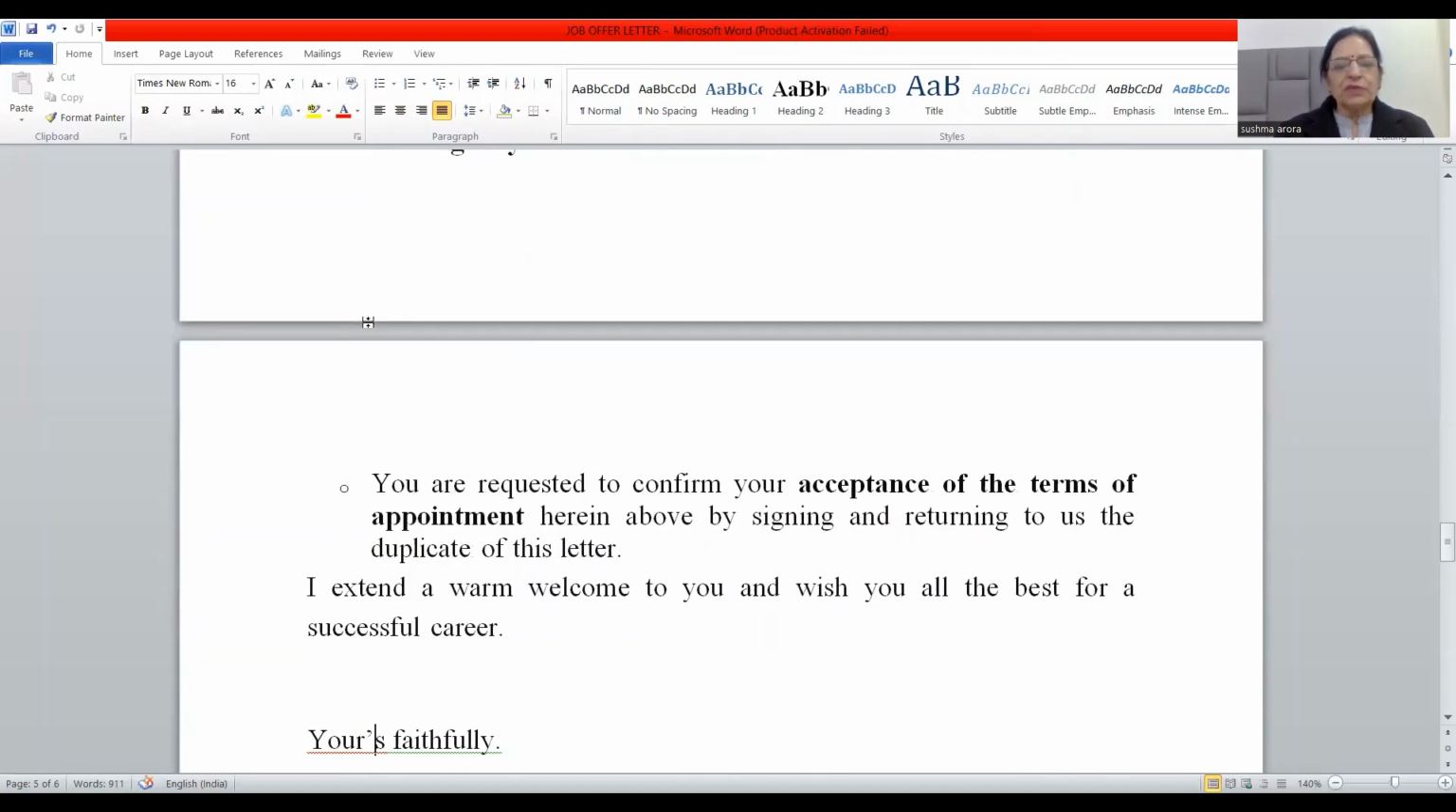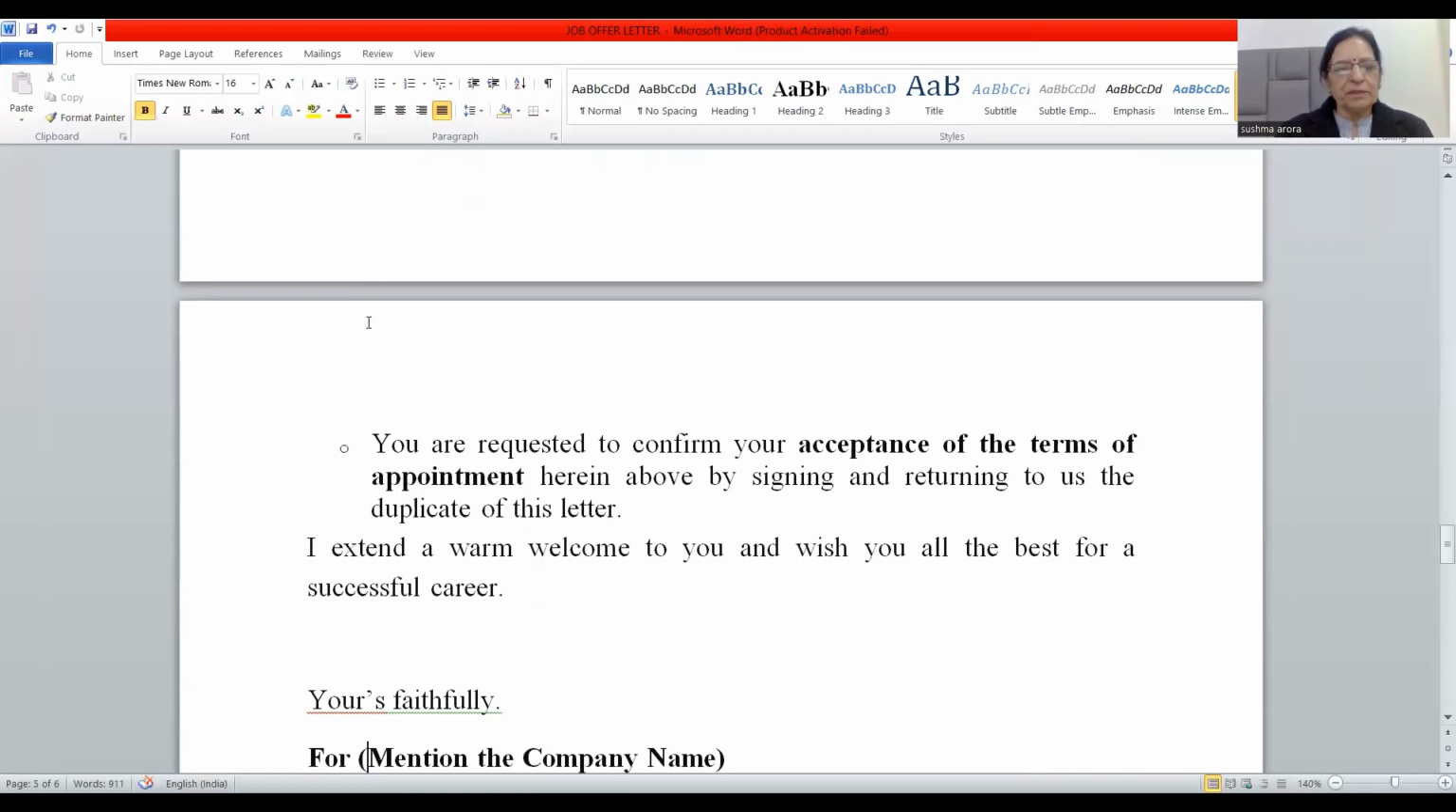So you are requested to confirm your acceptance of the terms of the appointment. So this is the appointment letter which has been issued to the employee. And now the employee has to accept all these terms of employment. When he accepts, then he becomes the employee of the company.